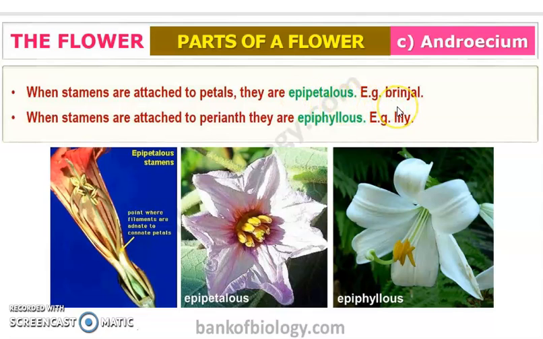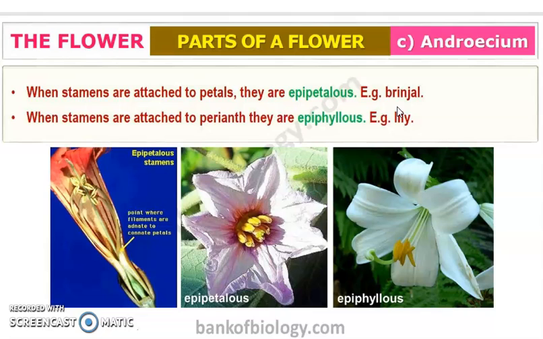Example, it is brinjal, right? So when stamens are attached to the petal, they are called epipetalous. An example is brinjal. And when stamens are attached to the perianth, what is the perianth? The sepal and the petal together form the perianth. So when stamens are attached to the perianth, they are called epiphyllous. Epiphyllous is the term to denote that the stamens are attached to the perianth. An example of a flower is lily.